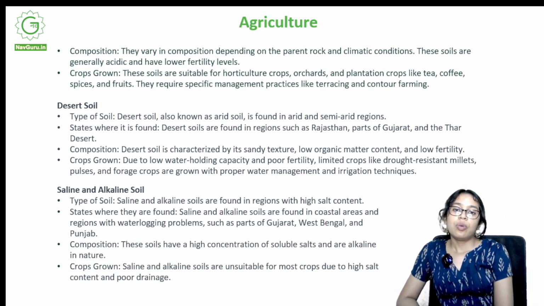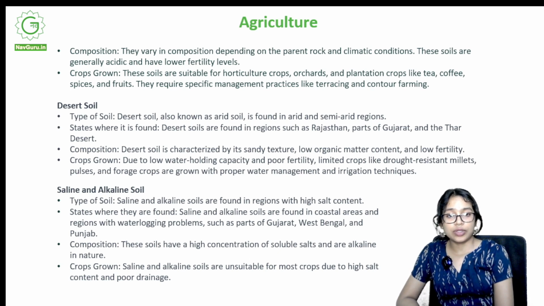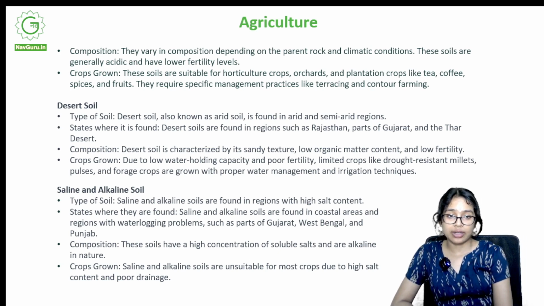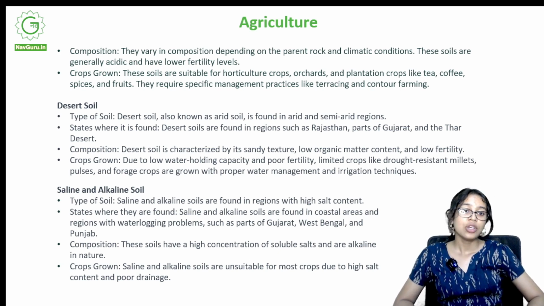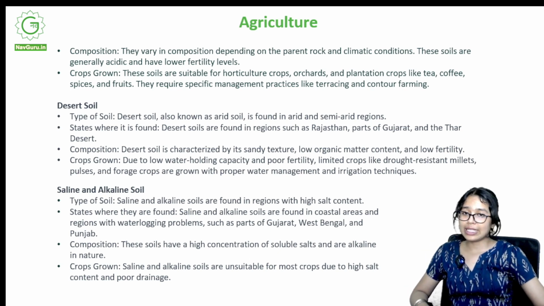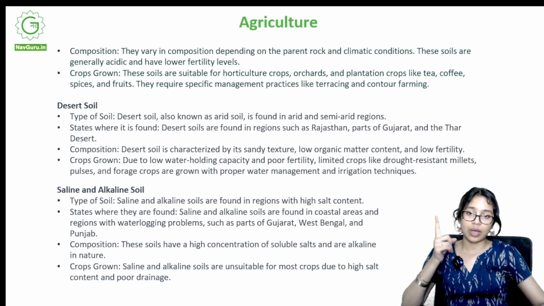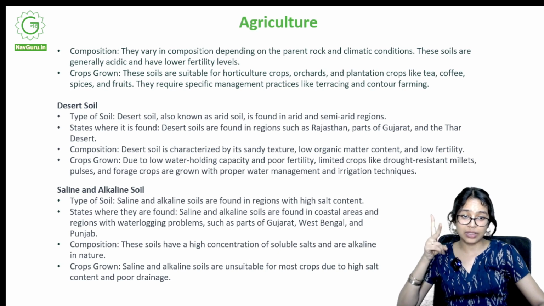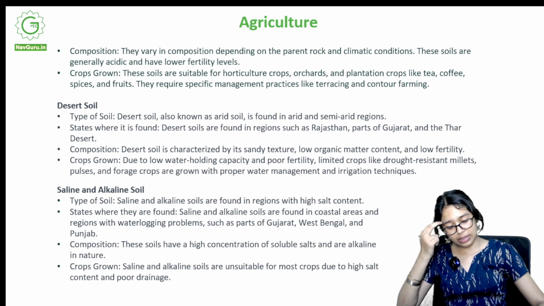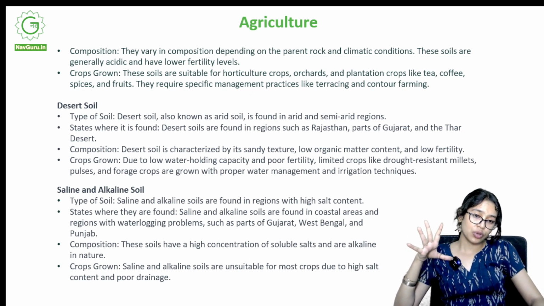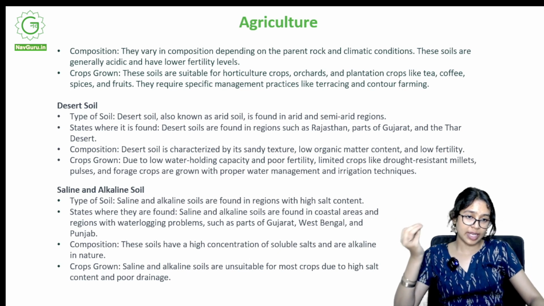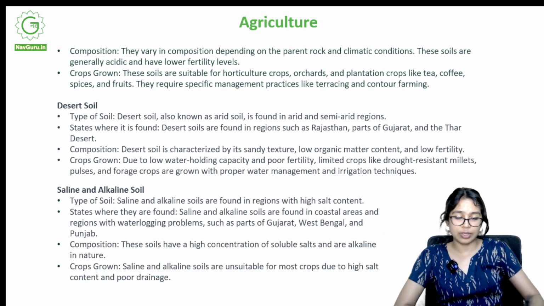Crops grown: due to low water holding capacity and poor fertility, limited crops like drought resistant millets, pulses, and forage crops are grown with proper water management and irrigation techniques. So here irrigation techniques become very necessary because, A, the soil has low water holding capacity, and B, the regions where it is found receive very little rainfall, and hence irrigation becomes necessary along with proper water management.